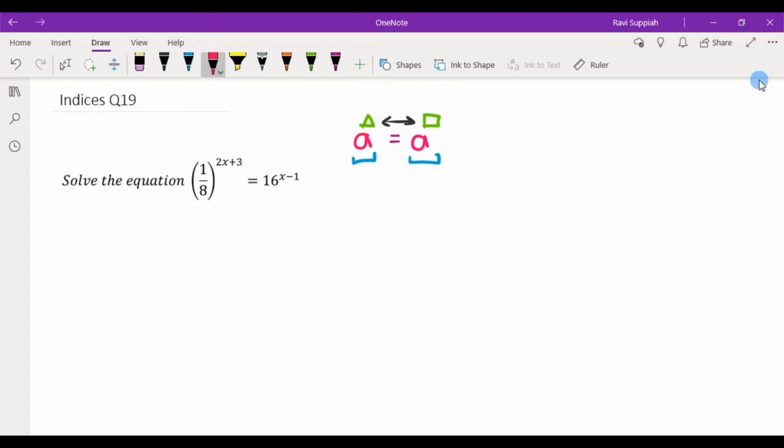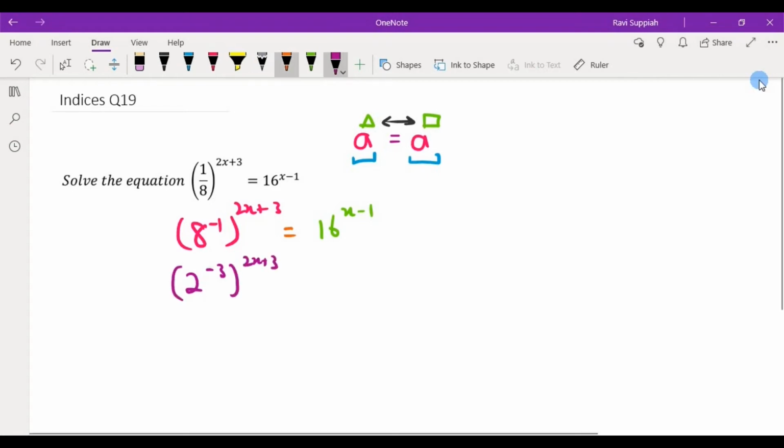1 over 8 I can rewrite as 8 to the power of minus 1, to the power of 2x plus 3, equals 16 to the power of x minus 1. Now let's represent both these numbers in base 2. So 8 will be 2 to the power of minus 3. Alright, so 8 is 2 to the power of 3, and 3 times minus 1 would be 2 to the power of minus 3. Okay, 2x plus 3.